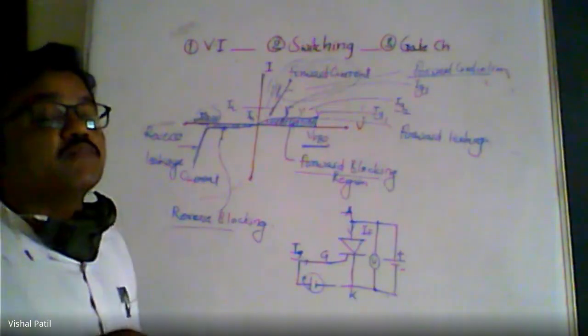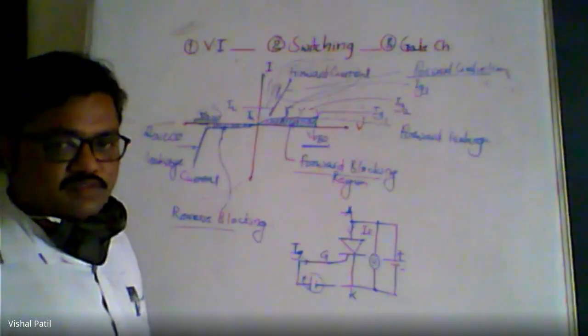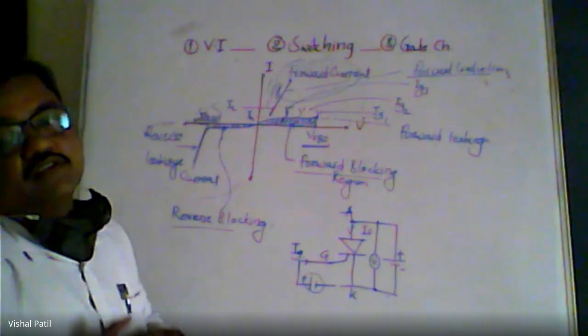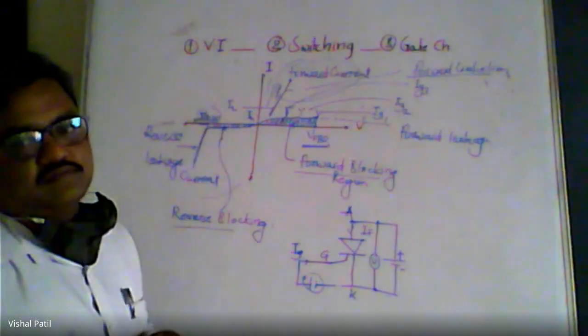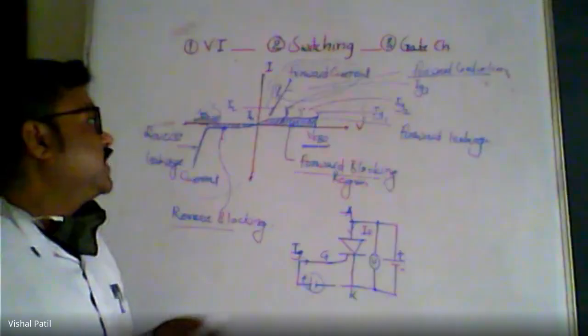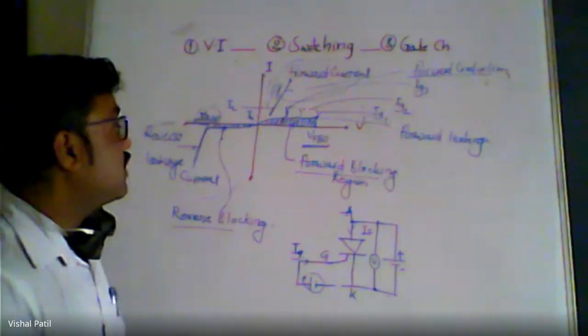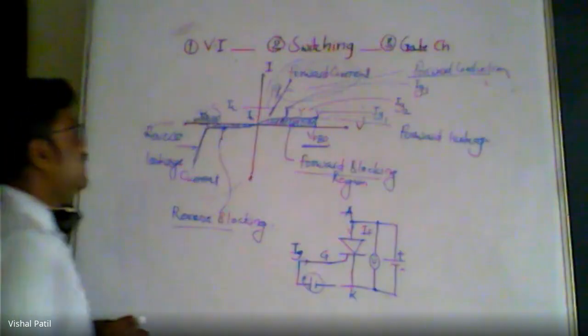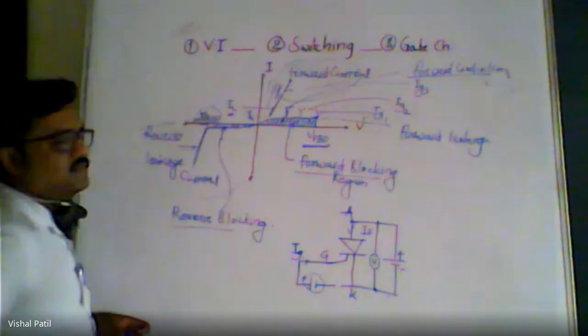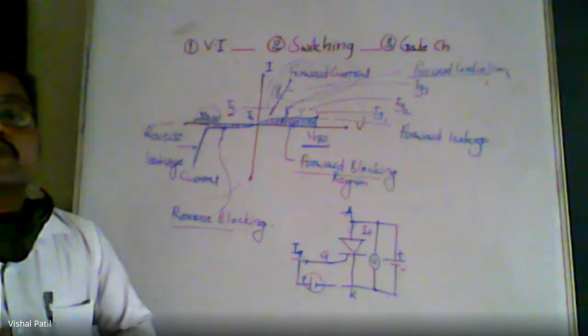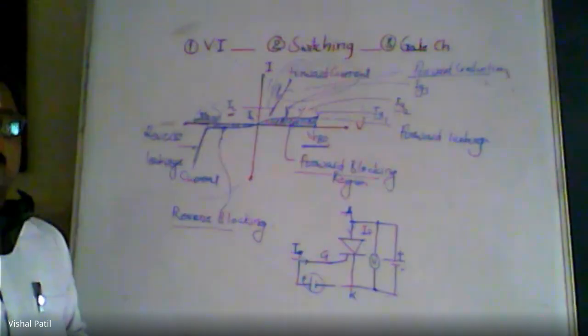The minimum value of the forward current at which the device is said to be conducting current in the forward direction, that value of current we call the latching current. It is the minimum value of the forward current at which the device starts to conduct.